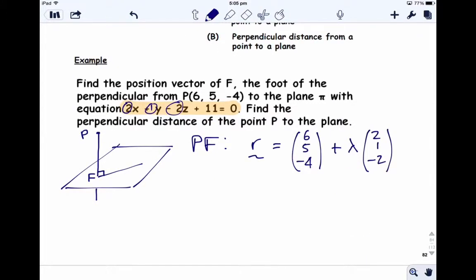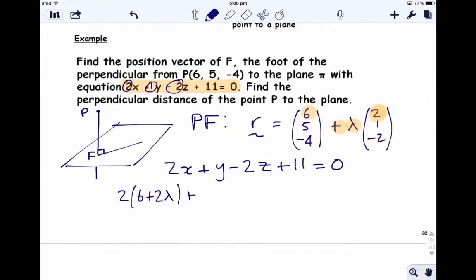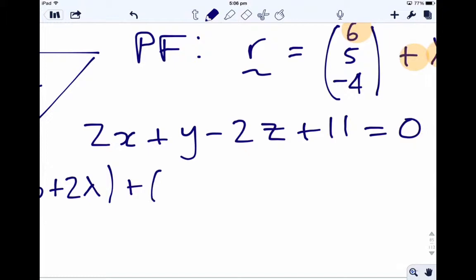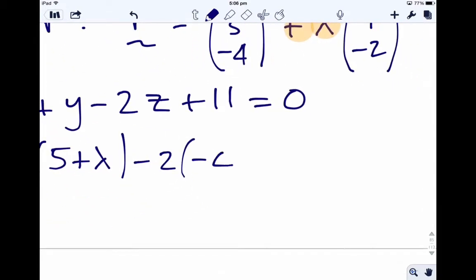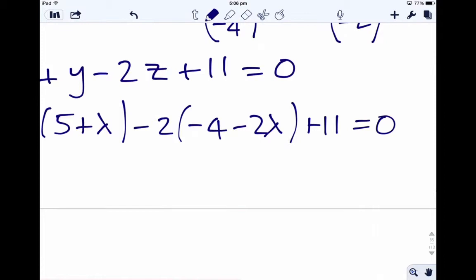Now we solve simultaneously, and we did that before. I showed you that in the last video, how you would then find the intersection between this line and this plane. So I'm going to skip a few steps here, but let me set it up. 2x + y - 2z + 11 = 0. So the x coordinate here is, let me highlight this, 6 + 2λ. So we've got 2(6 + 2λ) plus y. Well, the y coordinate is 5 + λ. Minus 2 times z. The z coordinate is -4 - 2λ. I'm sure you can see where I'm getting those from. Cool. That gives you an equation in lambda to solve. And I'm going to skip out a few steps here and tell you that you get λ = -4.